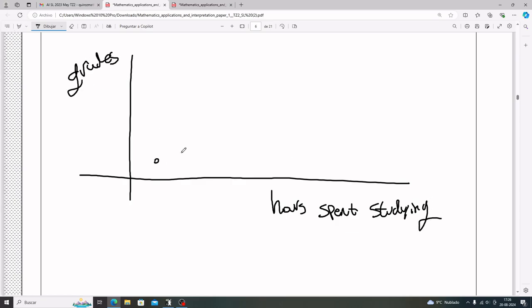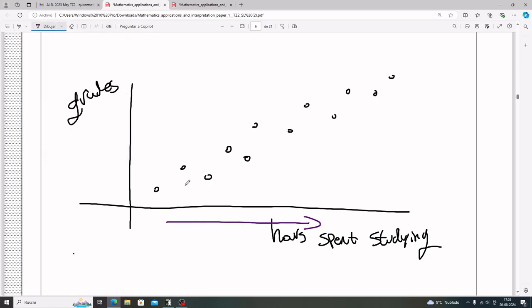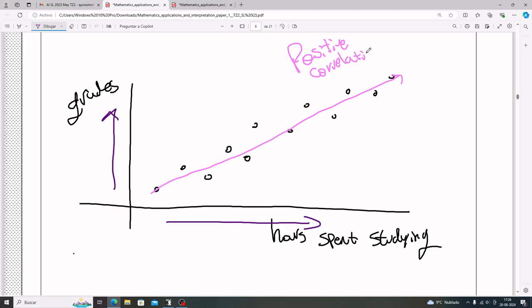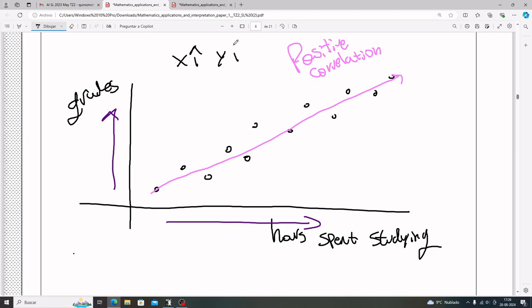Clearly, if you spend more hours studying, and all these points are different students, all the students in your class, the more you spend studying, the higher your grade is going to be. So obviously the conclusion here is the more you study, the higher your grades are. Here, you have what we would call a positive correlation. It's a positive correlation because the higher X is, the higher your Y is going to be as well. There you have a positive correlation.